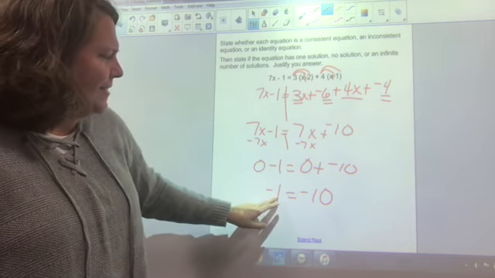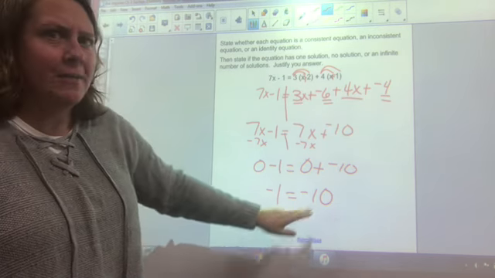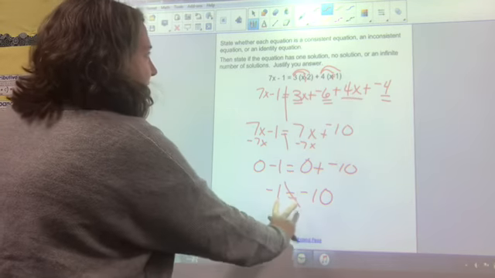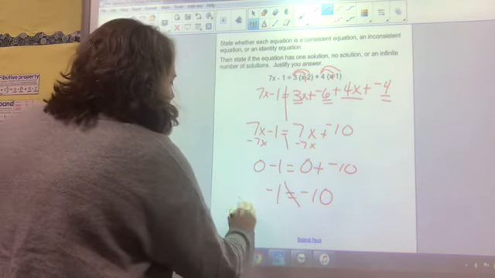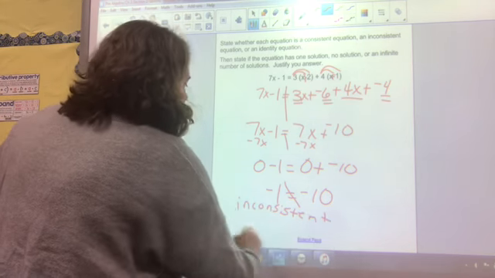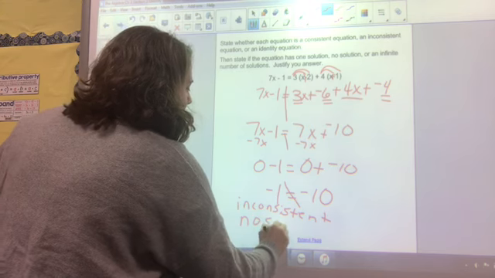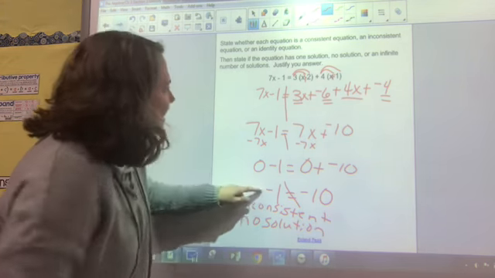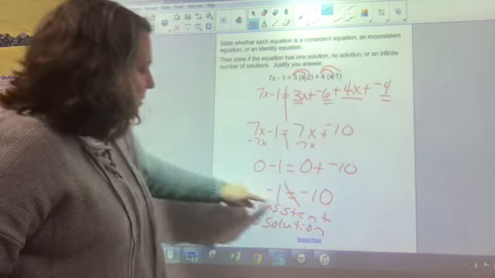Is this a true statement? Does negative 1 equal negative 10? No, it does not. Because it is not a true statement, I know it is inconsistent with no solution. Inconsistent, no solution, this is my justification.